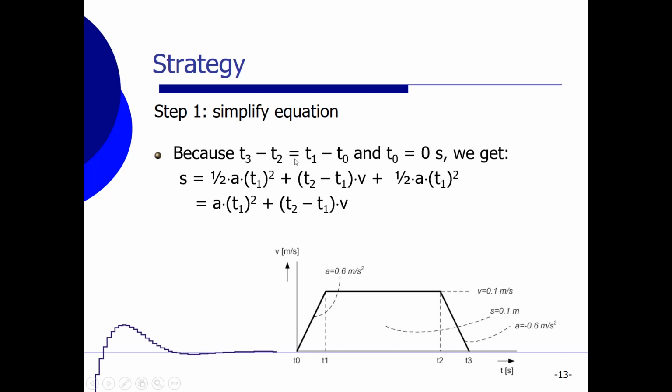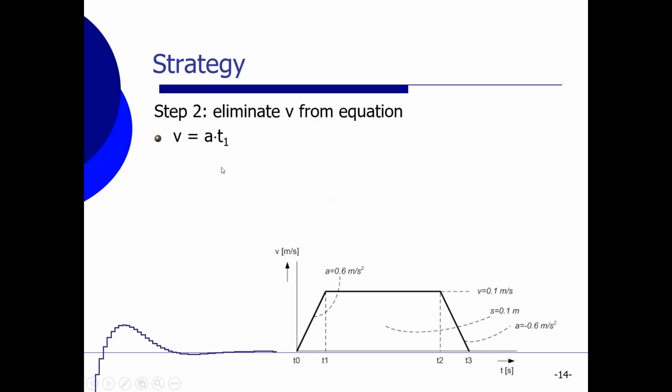And because the acceleration time and deceleration time are the same, and we start off at t0 is 0 seconds, we can say s equals 0.5 times a times t1 squared. This is the area underneath the acceleration part, that triangle, but that is equal to the deceleration part, the area underneath this triangle, which is this part of the equation, plus (t2 minus t1) times v. So we end up with this equation. s is equal to a times t1 squared plus (t2 minus t1) times v.